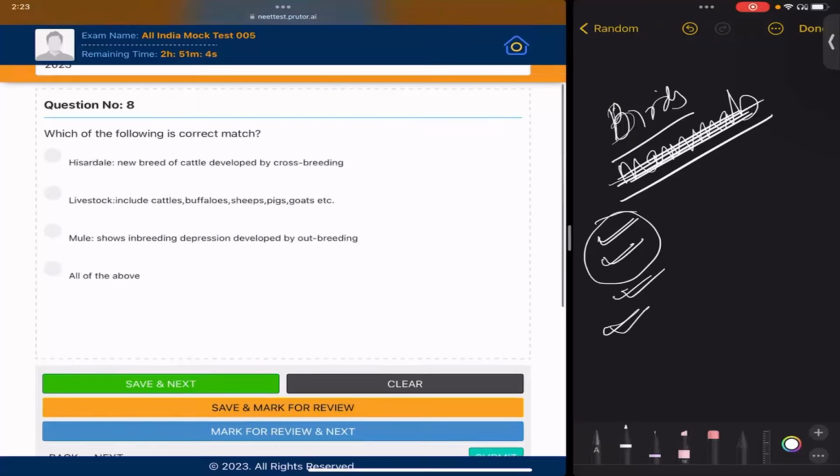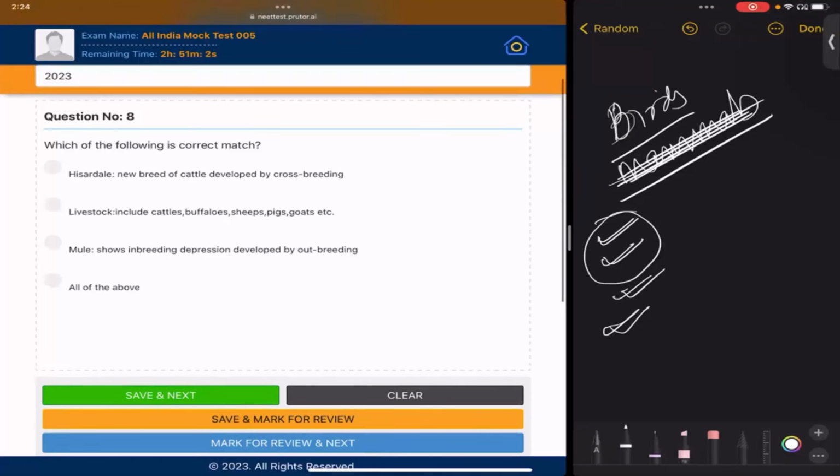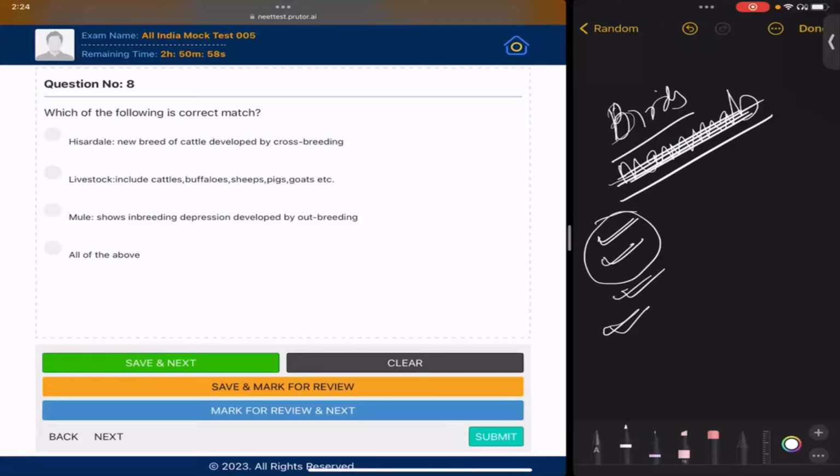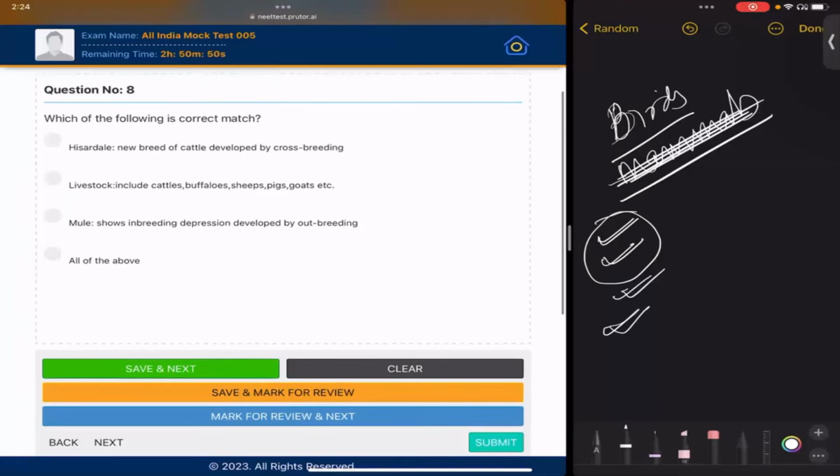Okay. Which of the following is a correct match? I'll be a bit quick from here. Hisardale, new breed of cattle developed by crossbreeding. Livestock includes cattle, buffaloes, and all. Mule shows inbreeding depression, developed by outbreeding. Okay, all of the above.